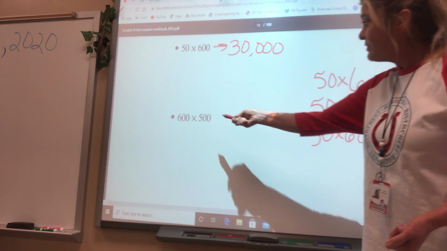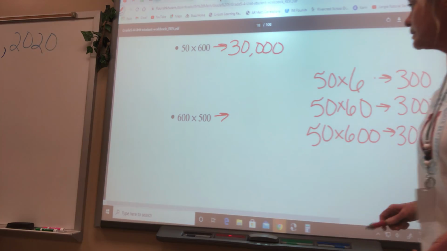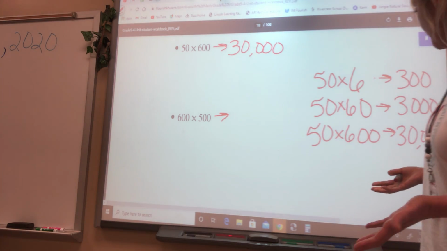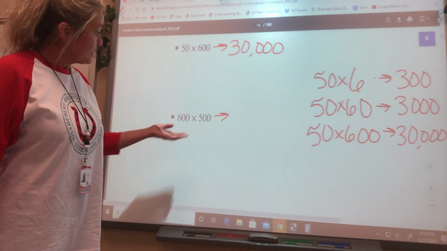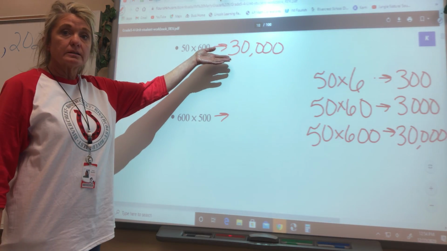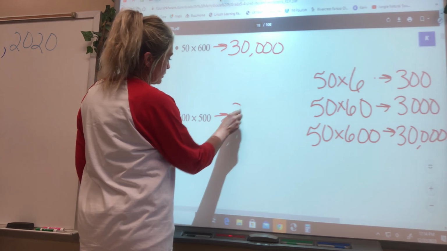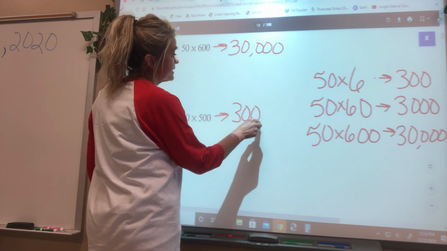So if now they've added another 0, then I should be able to quickly estimate if they added another 0 here, what's going to happen to the 30,000? It's going up by another multiple of 10. So it would be 300,000.